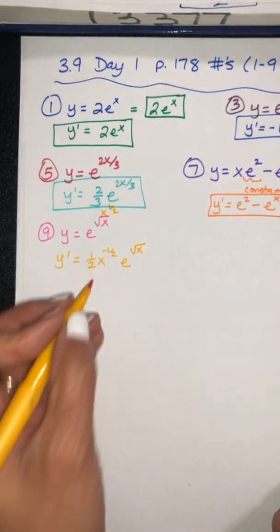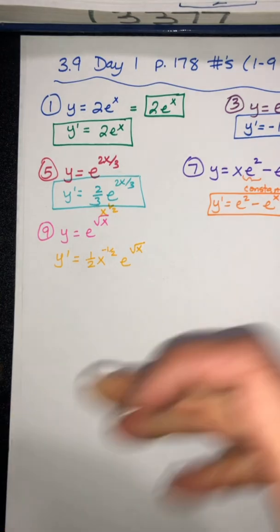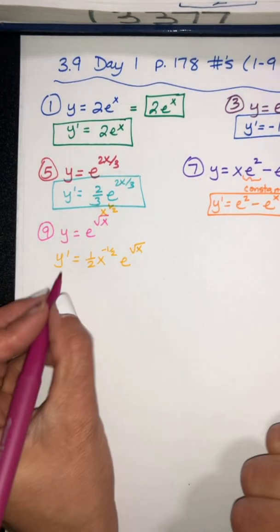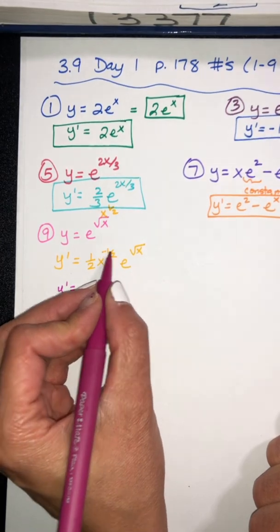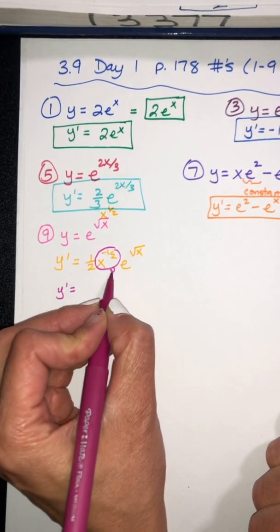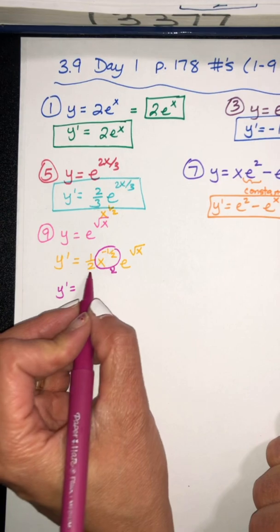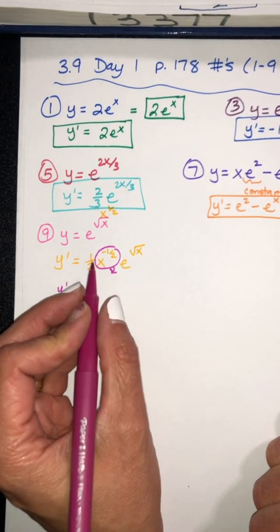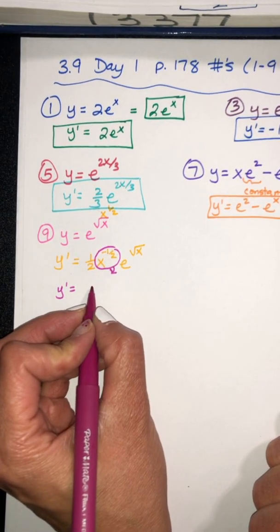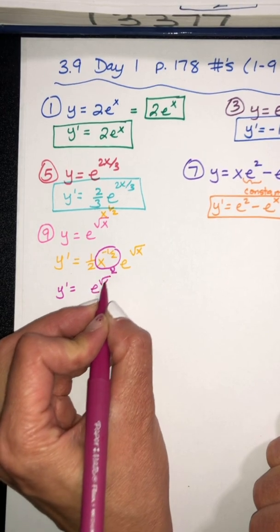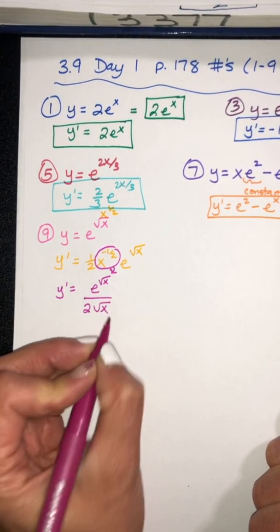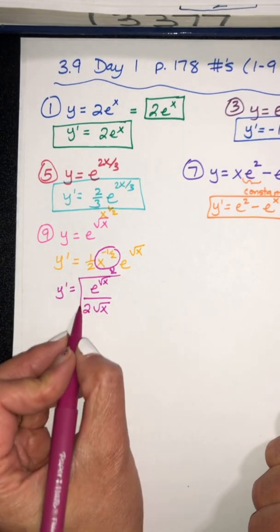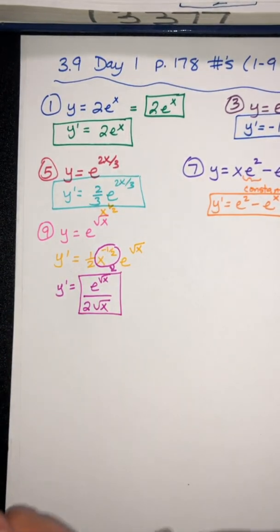Okay, well, let's simplify that a little bit more. So we'll have, let's see, this is going to drop like it's hot because we've got a negative exponent. This will stay up, but that 2 is already in the denominator. So I will have only in the numerator e to the square root of x power over 2 square root of x. And that's the answer.